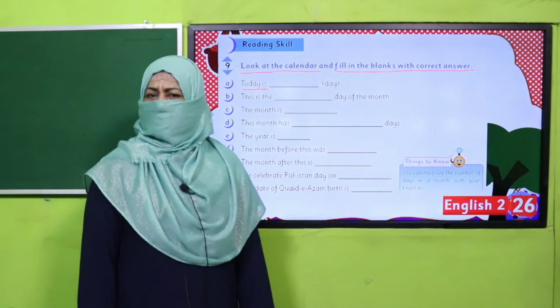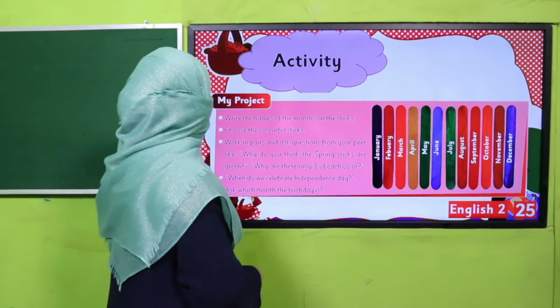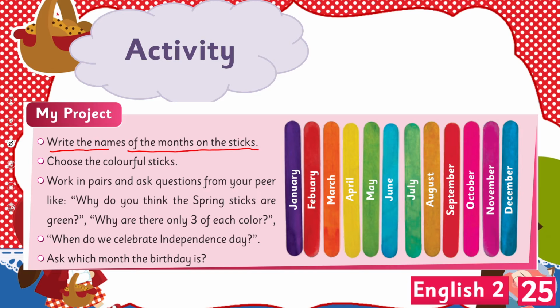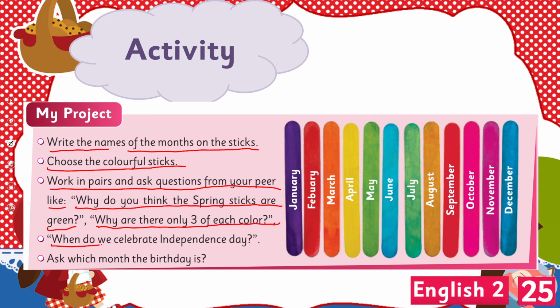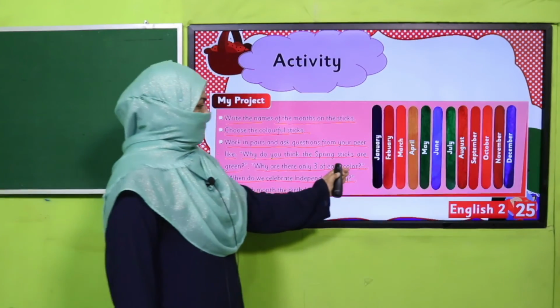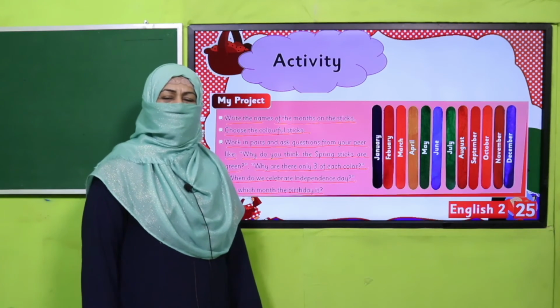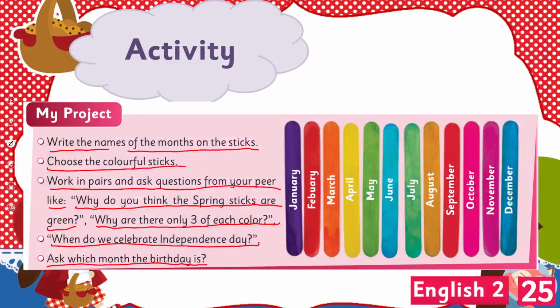Yes, my dear children, are you done with it? Good job, smart work. So here is a very interesting activity. Write the names of months on sticks and choose the colorful sticks. Work in pairs and ask questions of your peer like, why do you think the spring sticks are green, and why are there 3 for each color? When do we celebrate Independence Day? And ask which month the birthday is. Okay, so take sticks and complete this project in a very nice way under the supervision of your teacher. Kindly, teachers, pause the video and complete this activity.